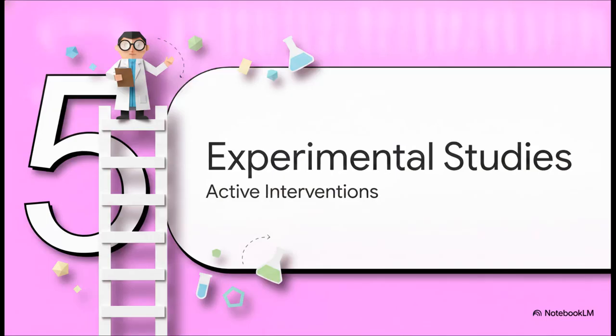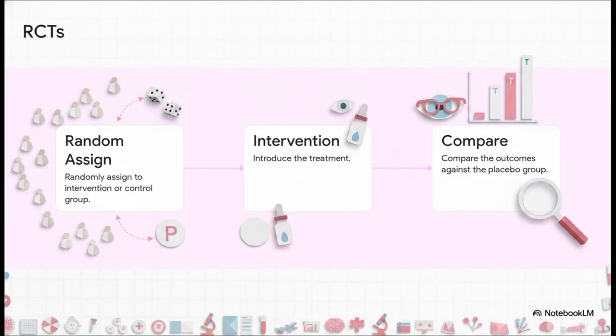Moving on to Section 5, Experimental Study Designs, using active interventions. Now we have reached the very top of our ladder, where the researcher stops just watching and actually starts doing. Randomized controlled trials, or RCTs, are the absolute gold standard of epidemiology. They follow a super strict multi-step process. First, participants are randomly assigned to either receive the intervention or join a control group. This randomization is absolutely crucial because it massively reduces selection bias. Then, the treatment is introduced, like giving one group atropine eye drops for myopia control while the control group gets a placebo. Finally, we compare the outcomes. By controlling the environment so tightly, we get highly reproducible, trustworthy results.